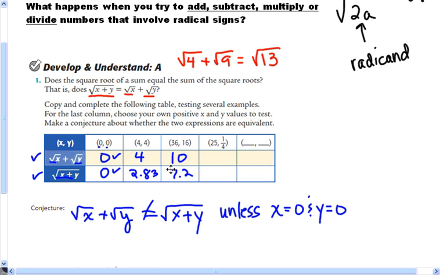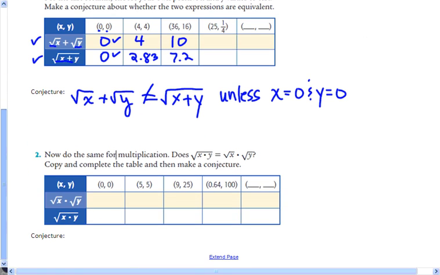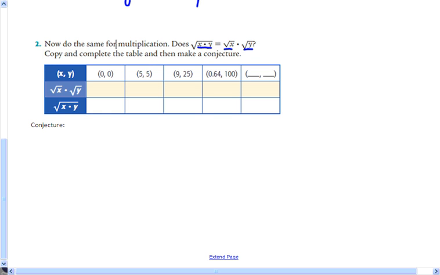All right, so let's continue here. Let's try this one. This one we're trying to see if it works for multiplication. Can we multiply x times y underneath the radicand? Would that be the same as multiplying the square root of x times the square root of y? So let's try a few problems here, see if it works or if it doesn't work.